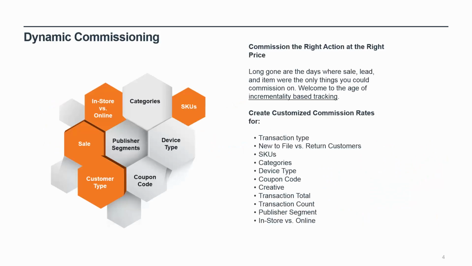Let's take a look at all of the new parameters included in the dynamic pixel. Transaction type, new to file versus return customers, SKUs, categories, device type, coupon code use, creative, transaction total, transaction count, publisher segment, in-store versus online.